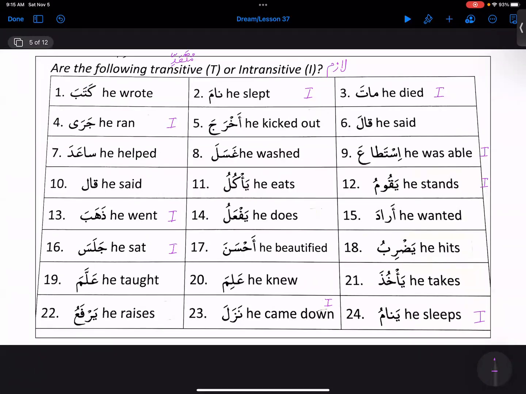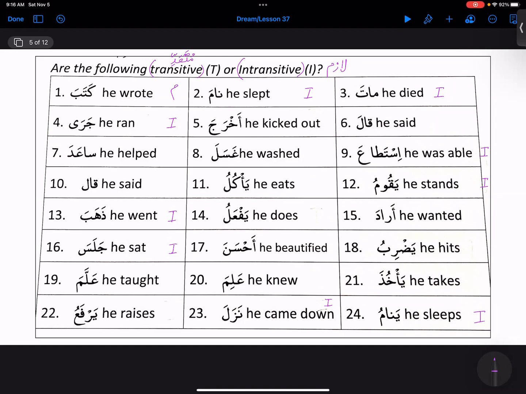Now let's do some practice over here. So kataba means he wrote. What do you think? He wrote something, it's fail mutaddi, right? Someone or something makes sense, yeah. So then we can say it is mutaddi. And what is the English term for that? Mutaddi is basically transitive, and lazim is intransitive. Okay, it's better that we stick to the Arabic terms. Yeah, but if you want English, you say transitive.